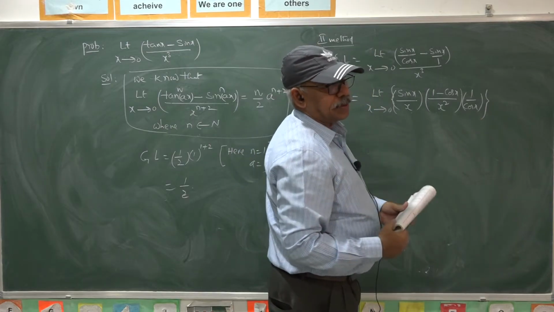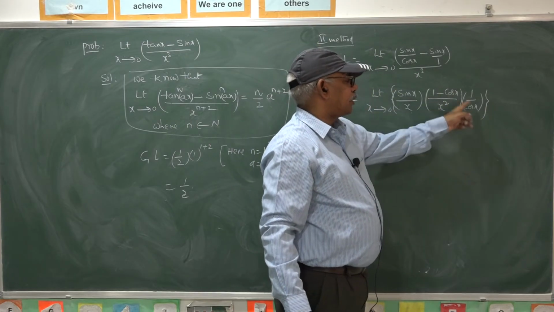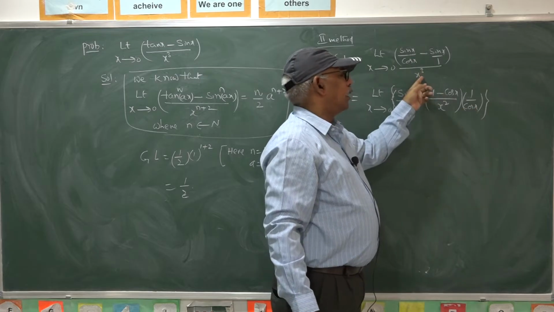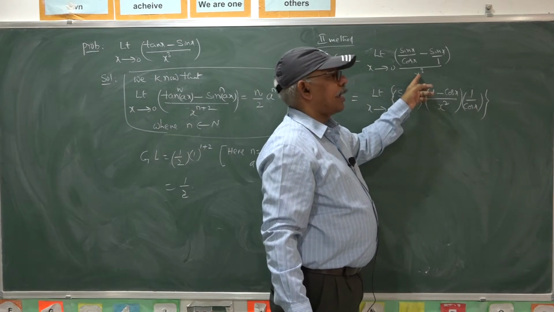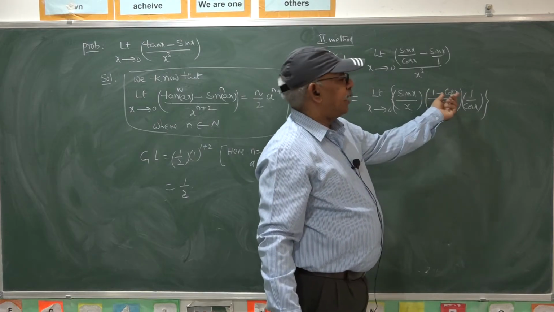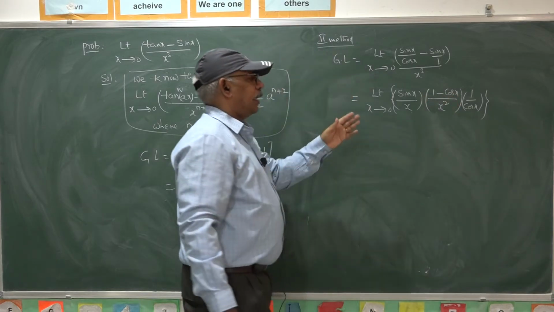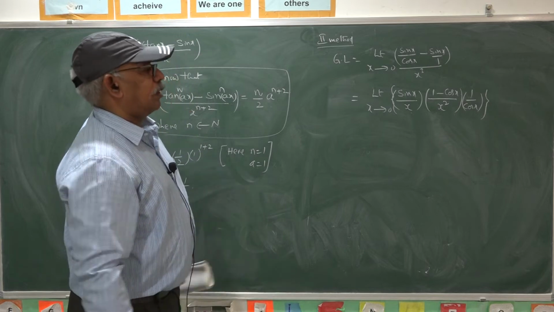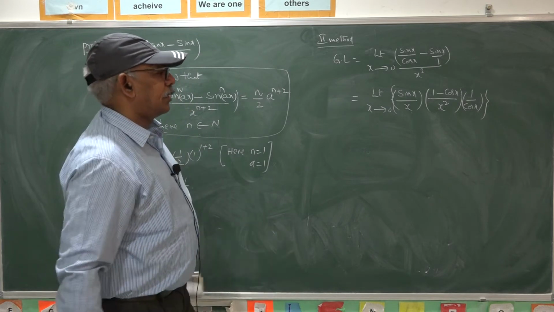Once taking LCM as cos x, we get (1 minus cos x) by cos x. Here the remaining x's are x square. I am writing x square in between, under 1 minus cos x, and I am separating the denominator cos x as another function.